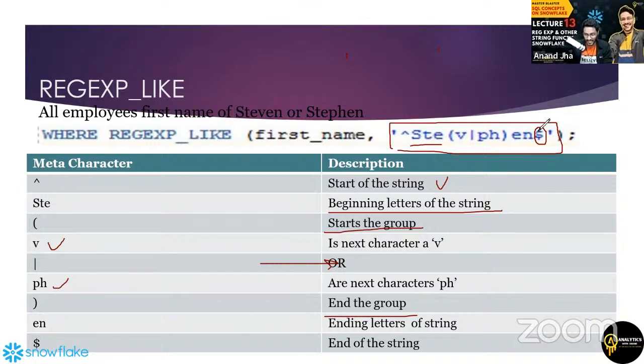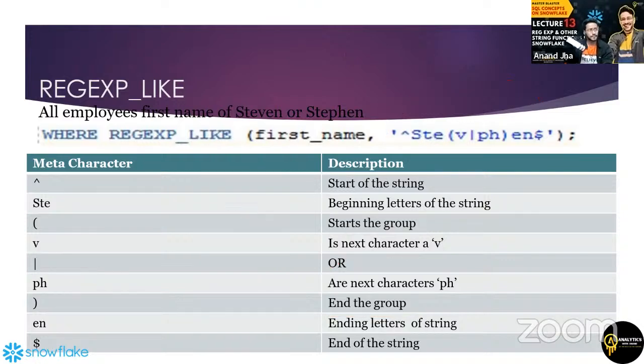Stephen can also be there, S-T-E-P-H-E-N-D. It will go wrong then, right? So whenever you are ending it, always give a start from where you want to start and give the ending. Start is always this. End is always your dollar sign. Okay? Clear? Yeah.